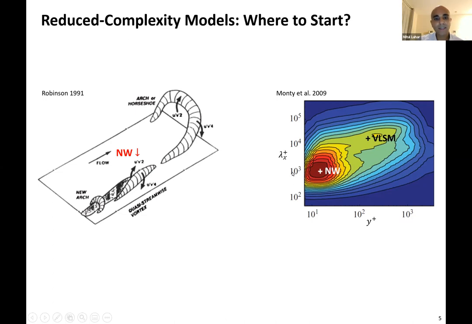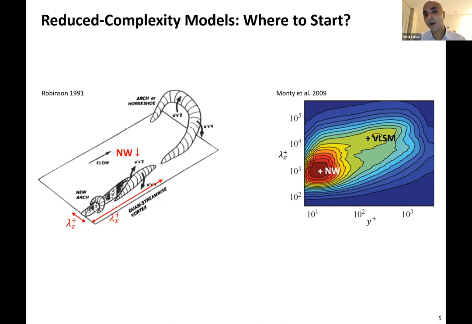And if you look at measurements of turbulent flow in spectral space, this near wall cycle is associated with a distinct spectral footprint. In other words, it has length scales, so a streamwise wavelength lambda x, as well as a spanwise wavelength lambda z, that is reasonably well characterized. It's about 1,000 viscous units long in the streamwise direction, and some of these structures can be about 100 viscous units wide in the spanwise direction.